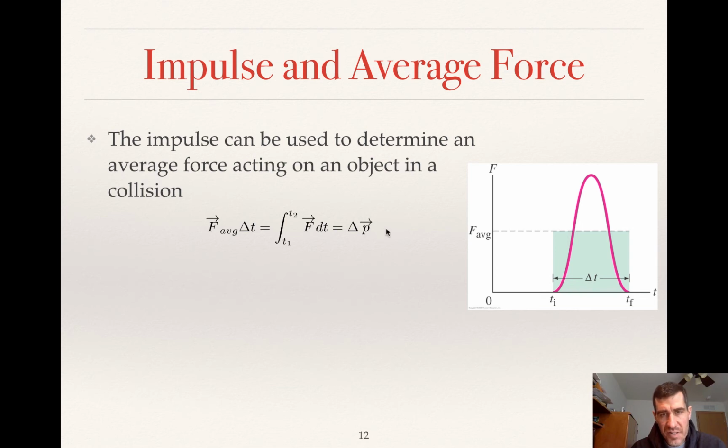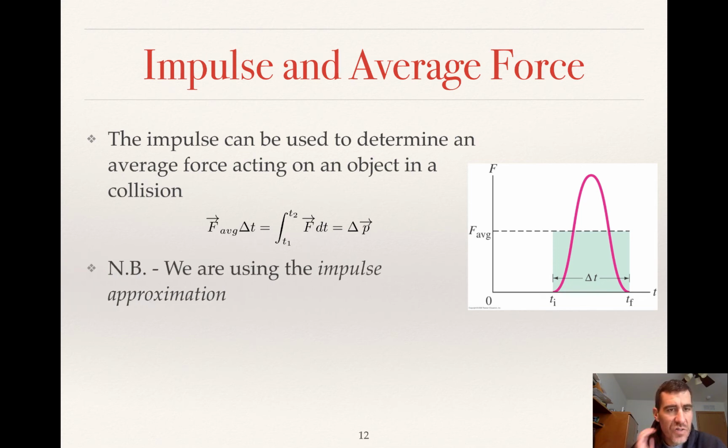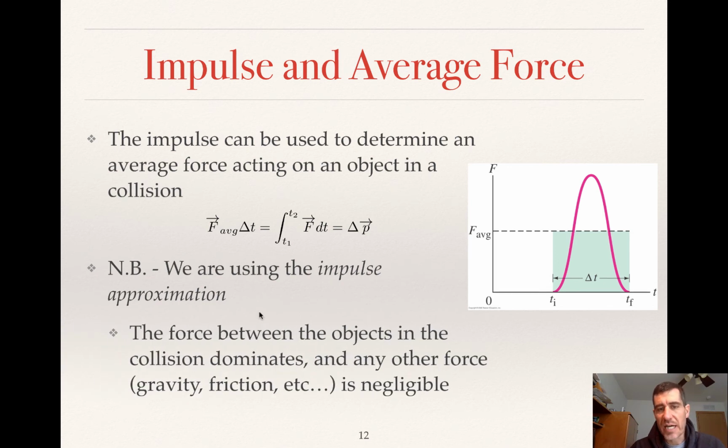So we can also think of this change in momentum as the average force during the collision times the macroscopic time interval delta t. And just a note here, in this example, and in basically every example we're going to do in this chapter, we're using something called the impulse approximation, which says that the force between the objects in a collision is the dominant one, and any other forces that may be there, gravity, friction, air resistance, whatever, are negligible. Typically this works as long as you restrict yourself to right before the collision and right after the collision. And if the collision time is short, then this is going to be a pretty good approximation.